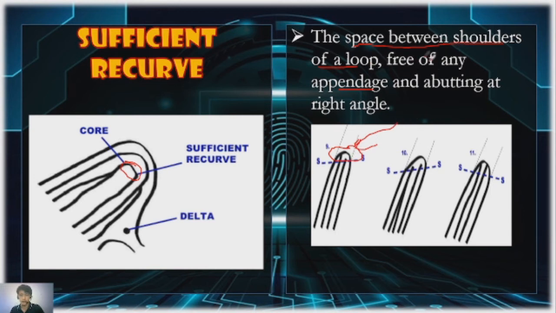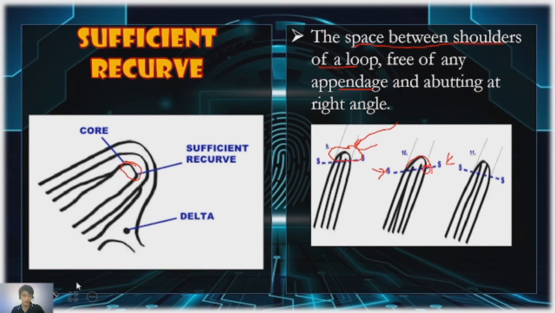This is the space between shoulders, because this S formed here, the letter S, symbolizes the shoulder of the loop. So this is the shoulder of the loop. And where is the sufficient recurve? This is a sufficient recurve to form the shoulder of the loop.